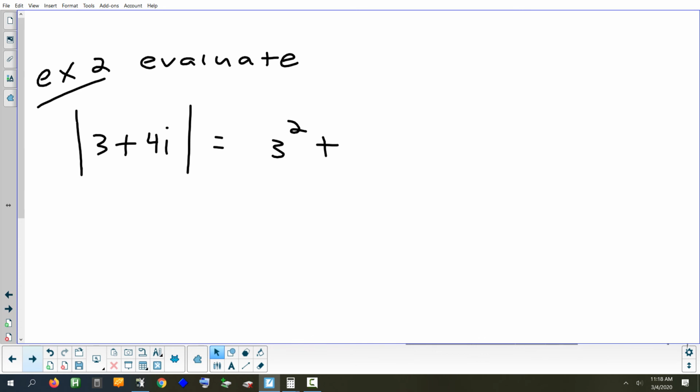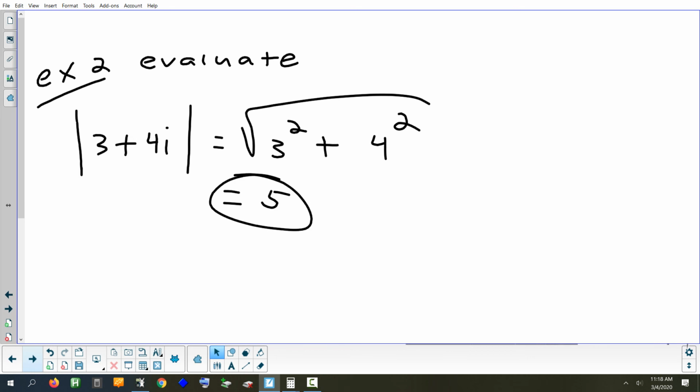What's the imaginary part? Or just the 4. Some people say 4i. It's not 4i. It's just 4. So square each one, add them up, and then square root. And that's going to give me how much? 5.